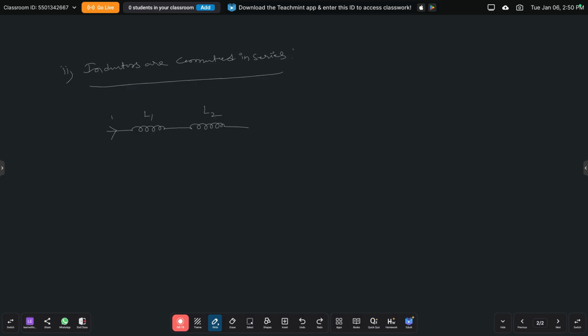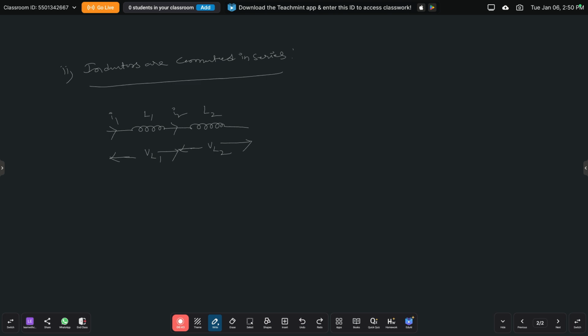And the current flowing through inductor 1 is suppose I1 and the current flowing through inductor 2 we are assuming I2. So here different currents will flow: through inductor L1 is I1, through inductor L2 is current I2. Also let us assume the voltage across inductor 1 is VL1 and the voltage across inductor 2 is VL2. So this is the circuit for the inductors.